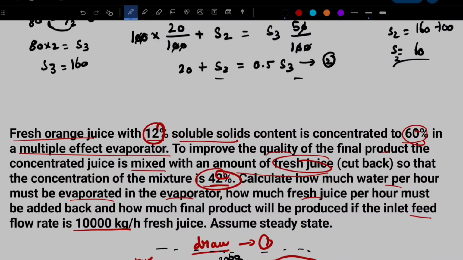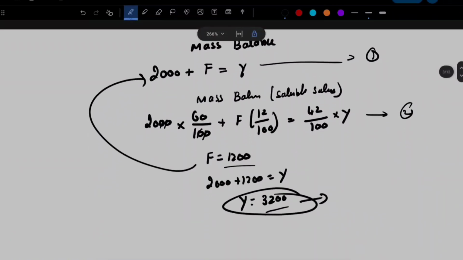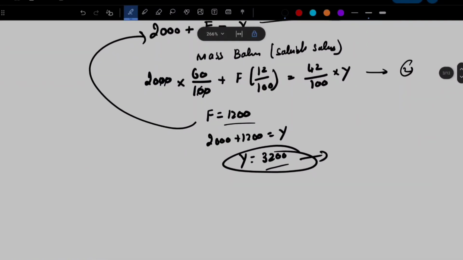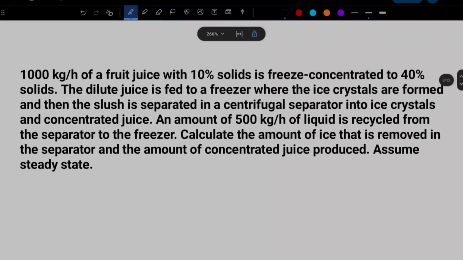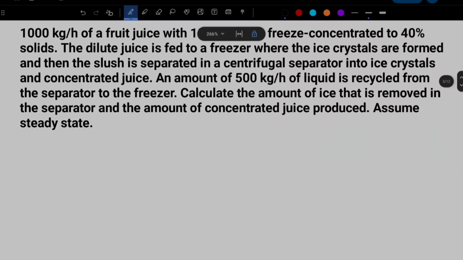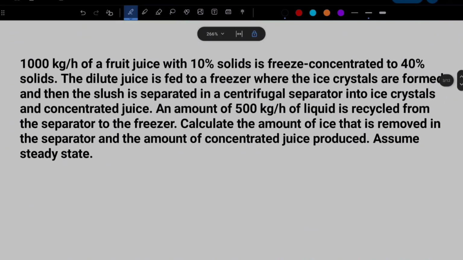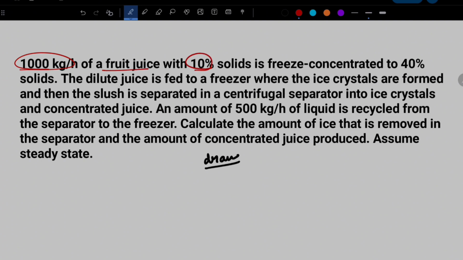I have answered all the questions asked. Done. Now we have finished two important questions in mass balance. Let's move on to the third and final question. This is an easy question. It looks difficult, but let's solve it. What's the first step? To draw. So let's draw. 100,000 kg of fruit juice with 10% solids is freeze concentrated to 40.